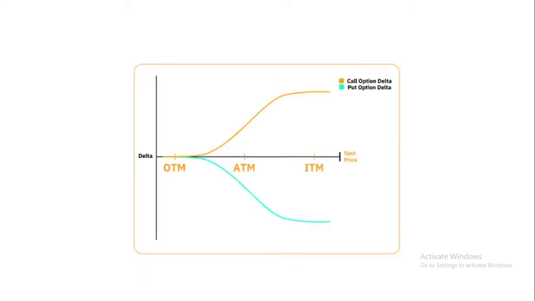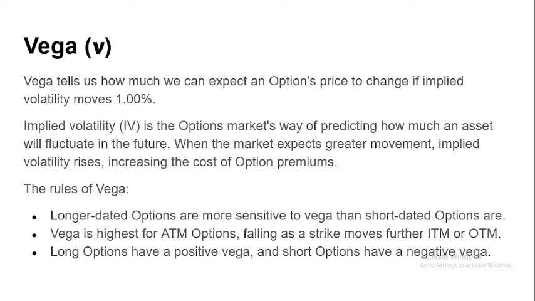There is a graph showing the delta out of the money, at the money, and in the money. So Vega tells us how much we can expect an option's price to change if implied volatility moves 1.00%. Implied volatility is the options market's way of predicting how much an asset will fluctuate in the future. When the market expects greater movement, implied volatility rises, increasing the cost of option premiums.